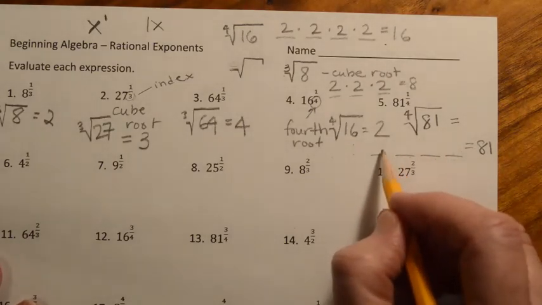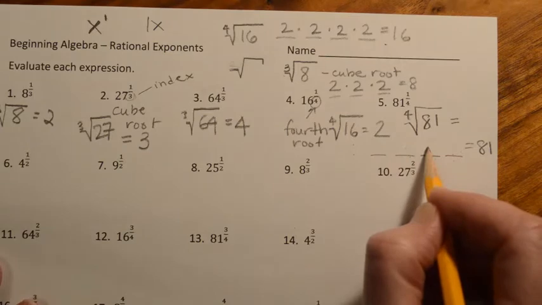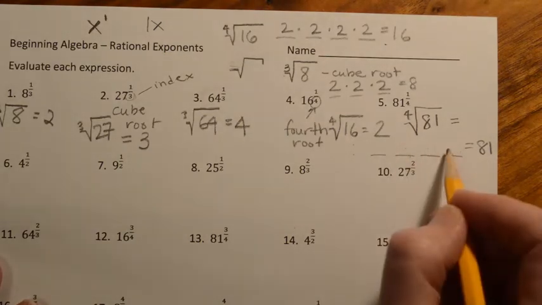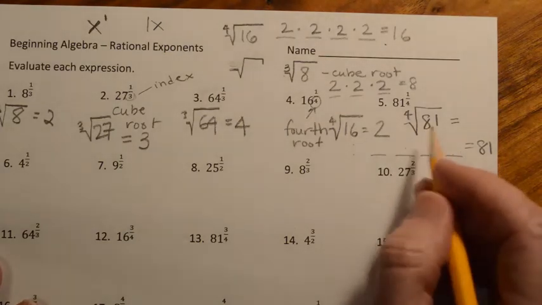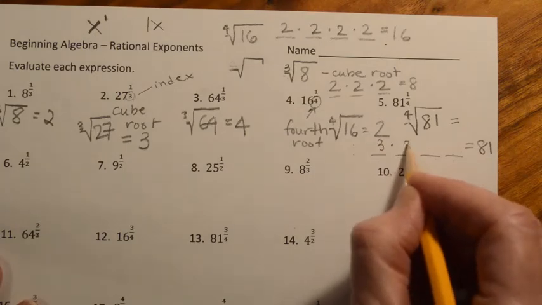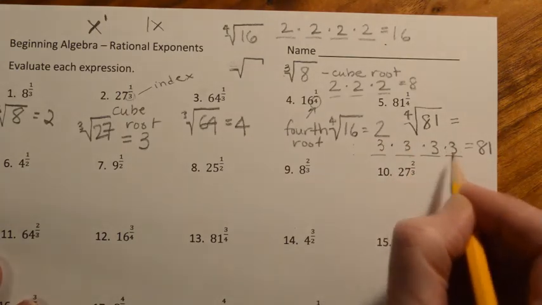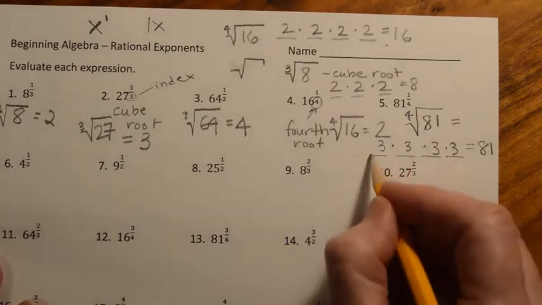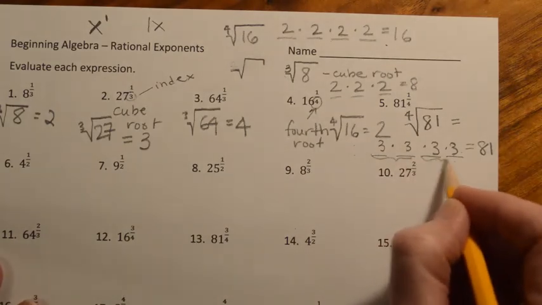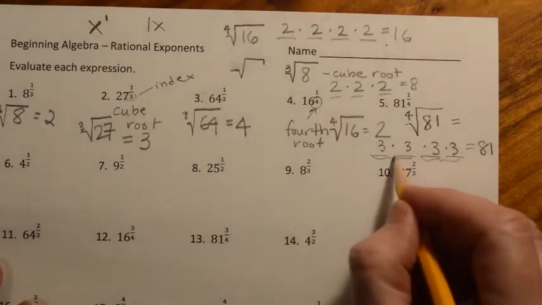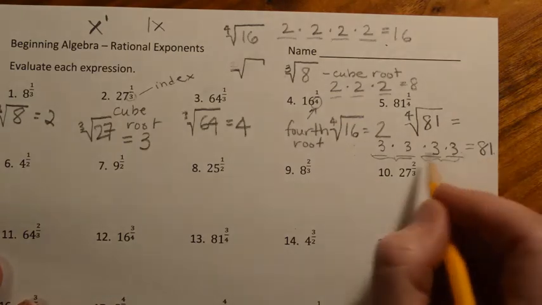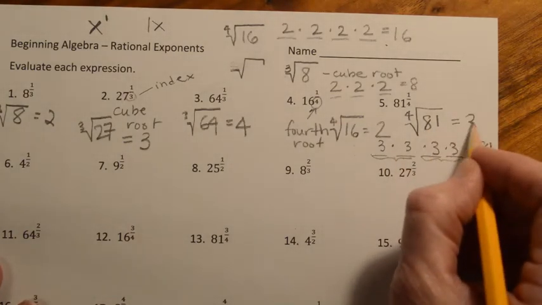So if you aren't sure, then just start guessing and see what works. So if I put in 2 here, 2 times 2 times 2 times 2, no, that's 16. That wouldn't work. So then let's try 3s. 3 times 3 times 3 times 3. Well, 3 times 3 is 9, and 3 times 3 is 9, and 9 times 9 is 81. So yes, the 4th root of 81 is 3.